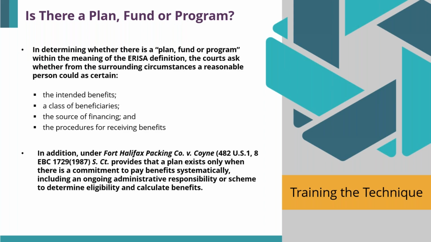So in determining whether there's a plan, funded, program, all right, we look at these things: the intended benefits, the class of beneficiaries, the source of financing, and the procedures for receiving benefits. There's a very famous case, Fort Halifax Packing, that you see in the bottom there, which provides that a plan exists only when there is a commitment to pay benefits systematically, including an ongoing administration responsibility or scheme in determining eligibility and calculating benefits.